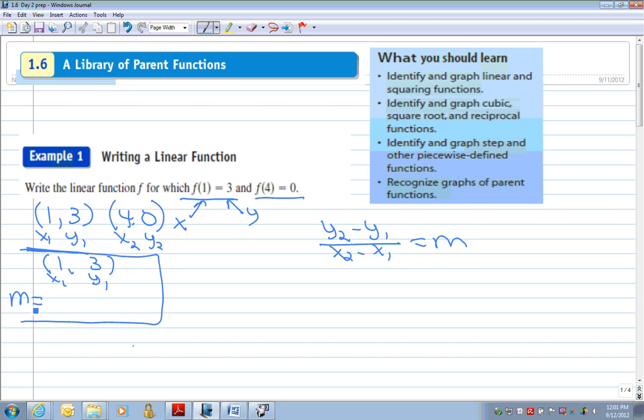So I'm going to go over here to the side and do that. So y sub 2 would be 0. Y sub 1 would be 3. And then we would have 4 minus 1 at the bottom, or x sub 2 minus x sub 1. And that would give us a negative 3 over a positive 3, which is really a negative 1 over 1. That's our slope. So we're going to go over here, and the slope is negative 1 over 1.